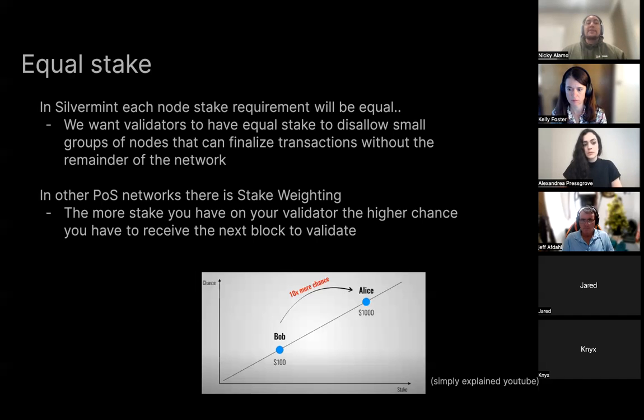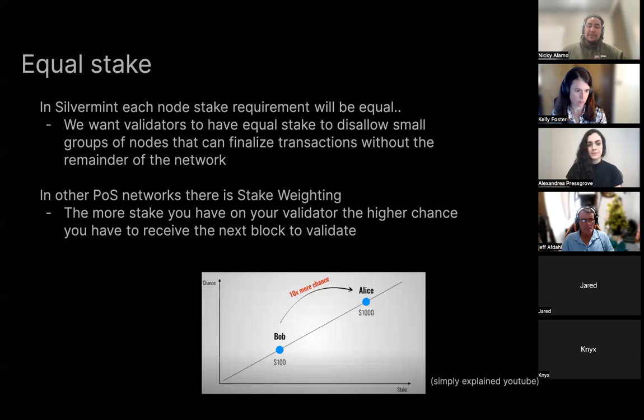What's different and unique about Silvermint is that each node will have equal stake. Again, we don't have an exact number. It could be 5,000 tokens, it could be 10,000 tokens. We're not going to tell you exactly right now, but we will eventually. What this does is improve decentralization and network security, and really prevent censorship on the network.